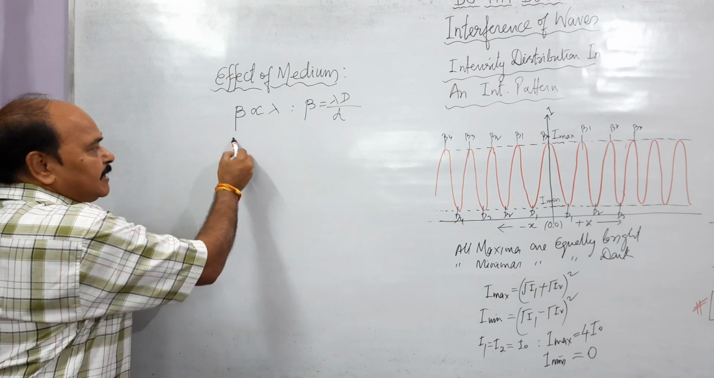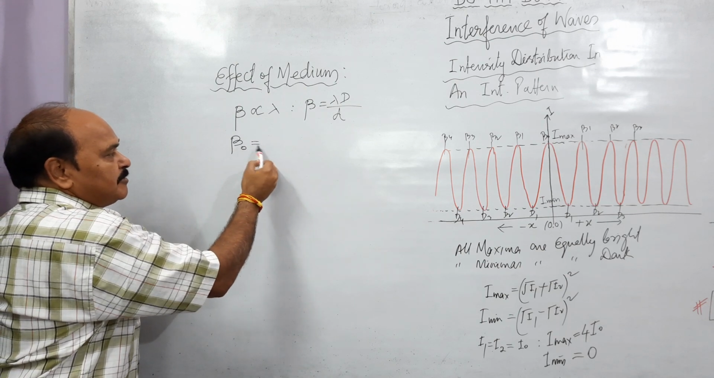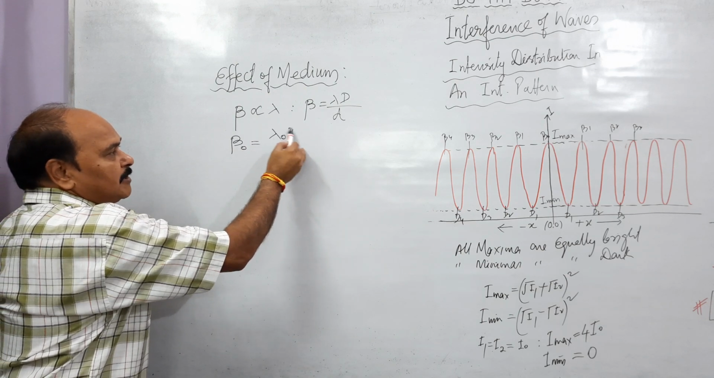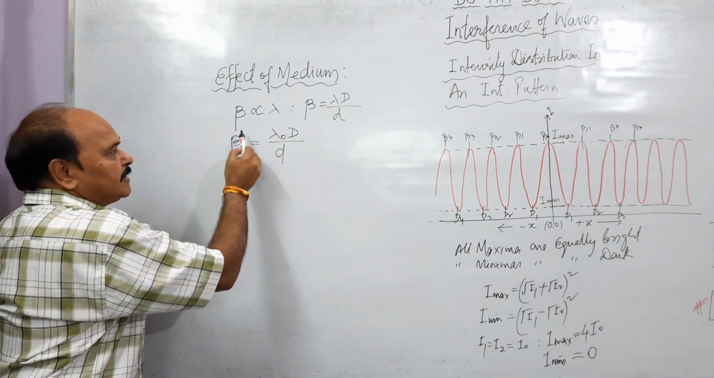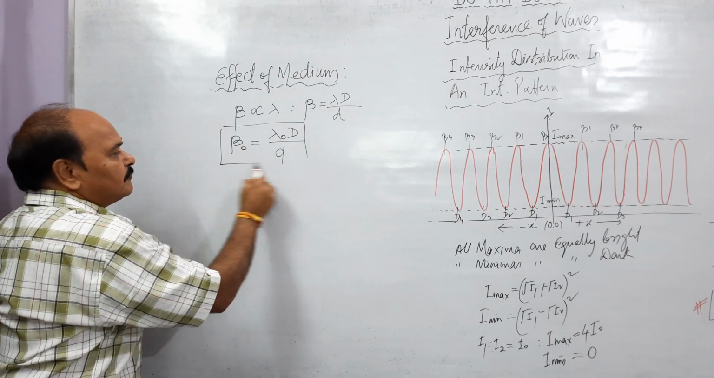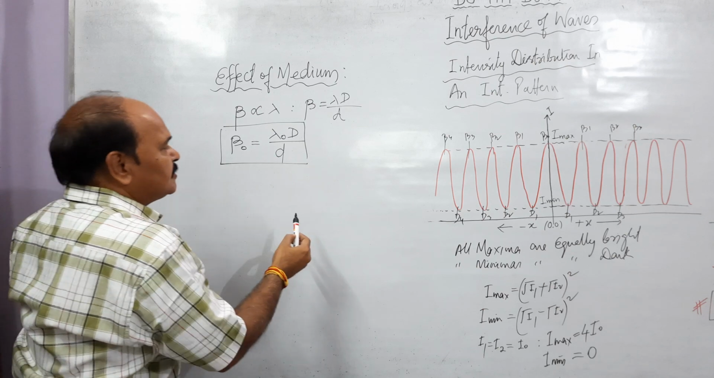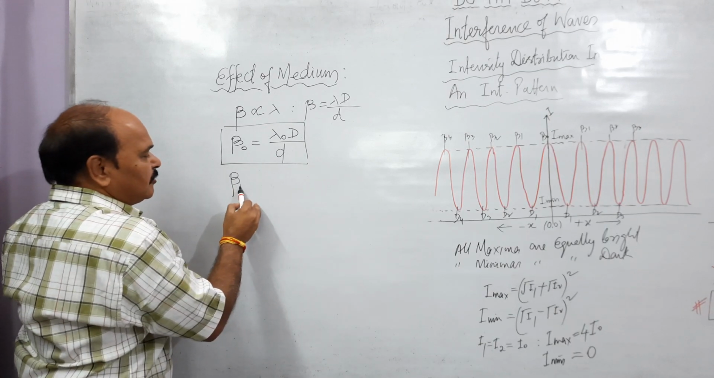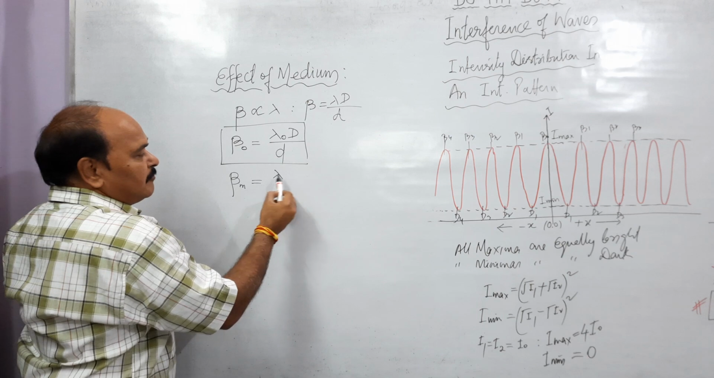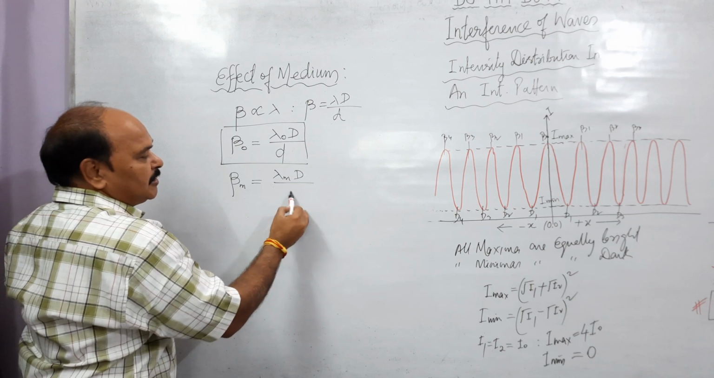So if fringe width in air is beta naught, then it is going to be lambda naught capital D upon small d. This is fringe width in air or in free space. In medium, the fringe width is going to be wavelength in medium, capital D upon small d.